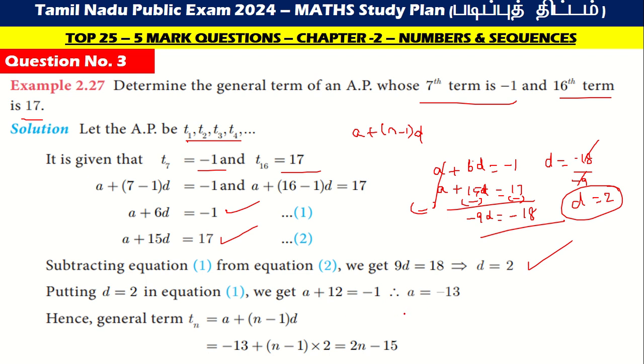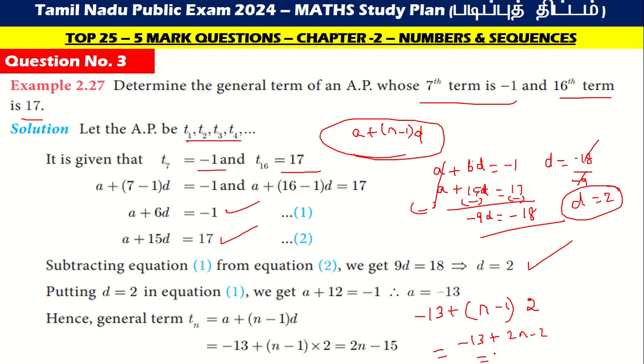So the formula for the general term of an AP is a plus (n minus 1) into d, which we have written. We know the value of a, where a is equal to minus 13, the value of n minus 1, and the value of d is 2. So we write it as minus 13 plus 2n minus 2, which means 2n minus 15 is the answer.